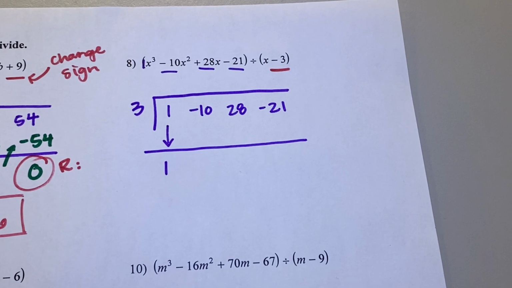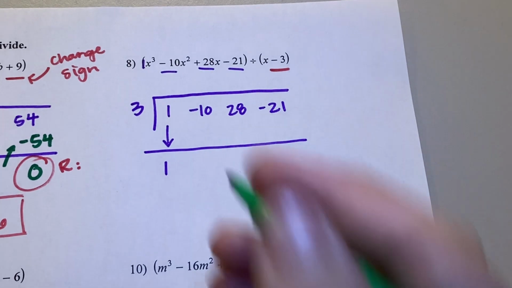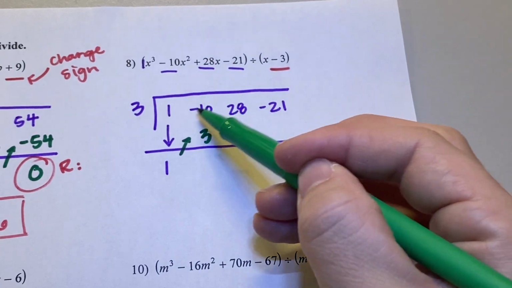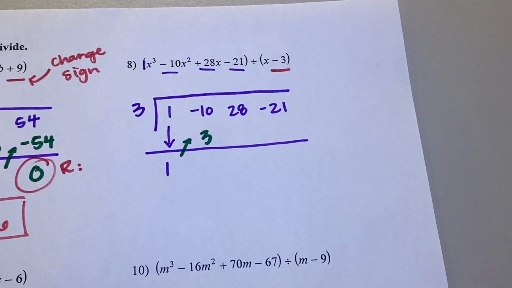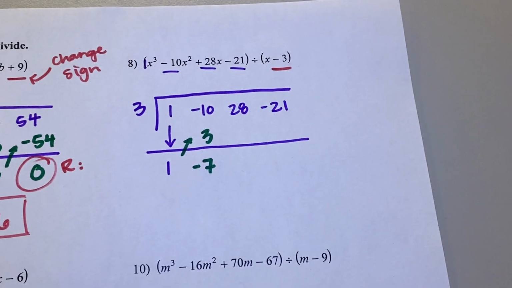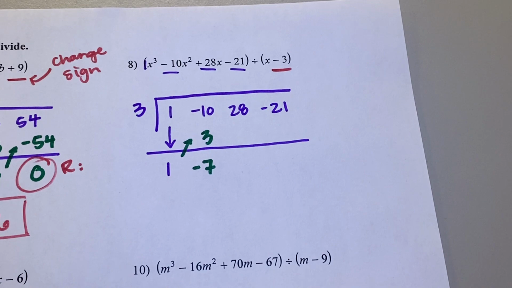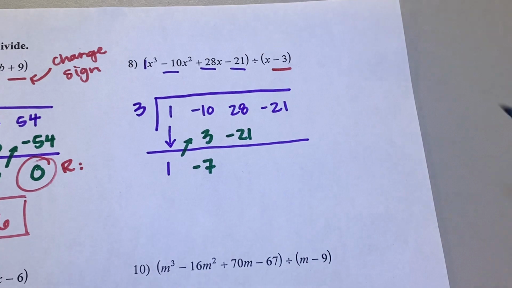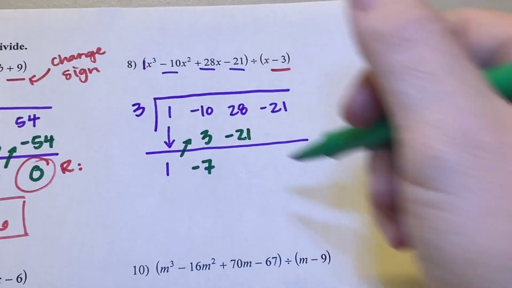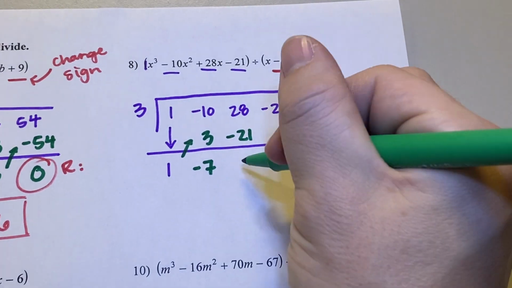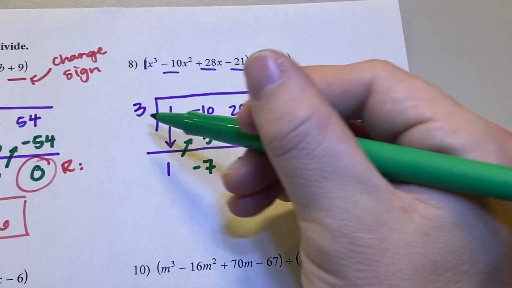Okay, we're on the outside, which means we multiply. What's 3 times 1? What's going to go in my next spot? 3. Combine when you go down. Negative 10 plus 3, negative 7. Back to the outside, which means we're multiplying. 3 times negative 7, negative 21. Nice. Back to the inside. Combine 28 minus 21, 7. 3 times 7.